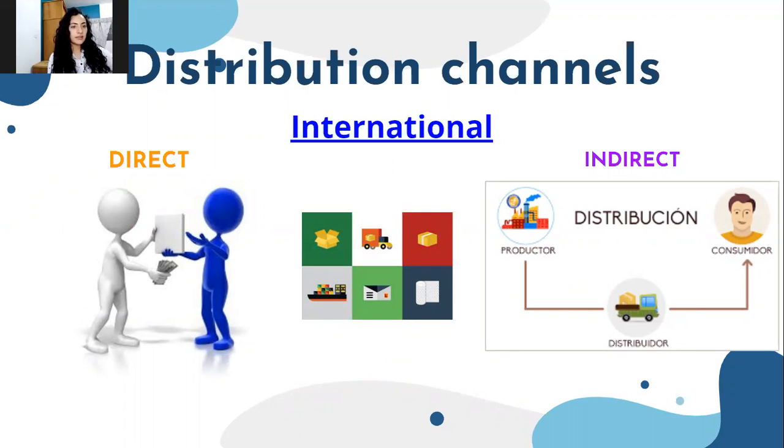The distribution channels are international, direct, and indirect. In this case, Sapone Artesanal's chosen channel is indirect because the sales of the product will be through the internet, while the company will be only in charge of the shipment.